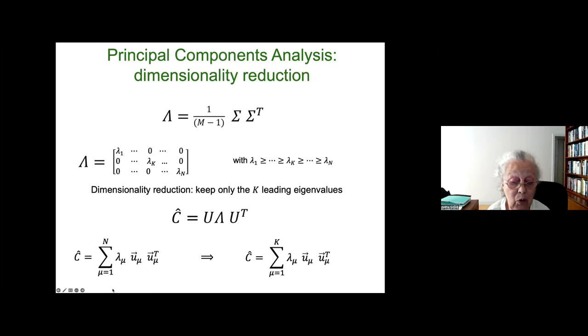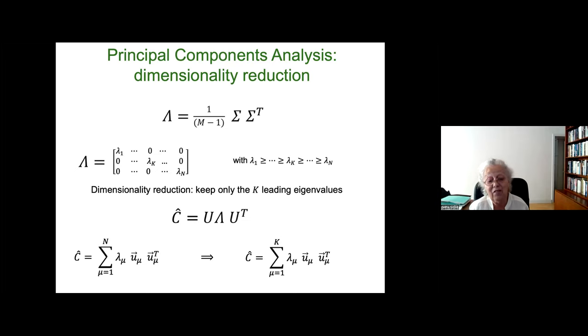So remember that U is a column vector, U transpose is a row vector. So the product of this column vector by this row vector is going to give me a matrix of rank one, but it's an n by n matrix of rank one. And this matrix is weighted by the corresponding eigenvalue lambda. So that's another way of thinking of the covariance matrix, as a linear superposition of contributions, each one of them coming from one of the principal components.